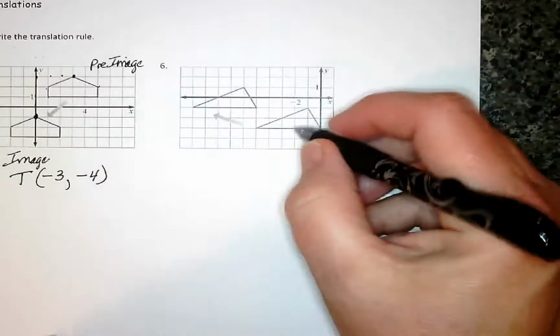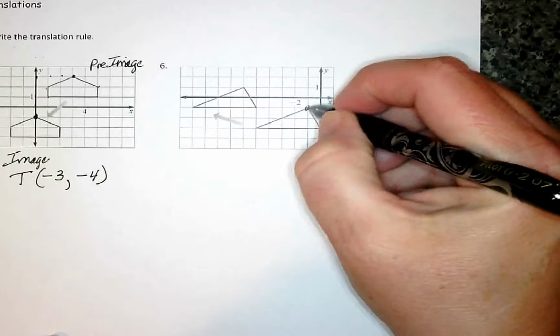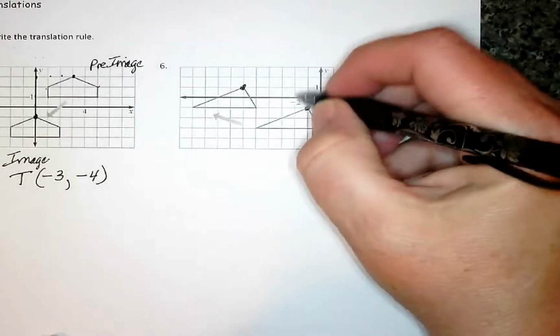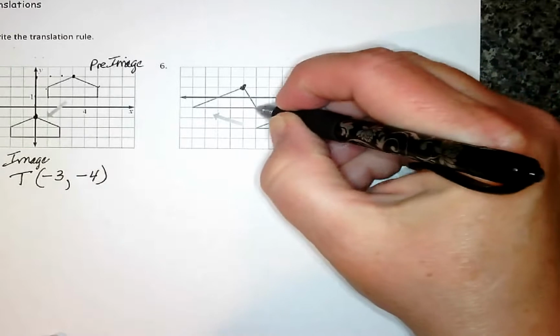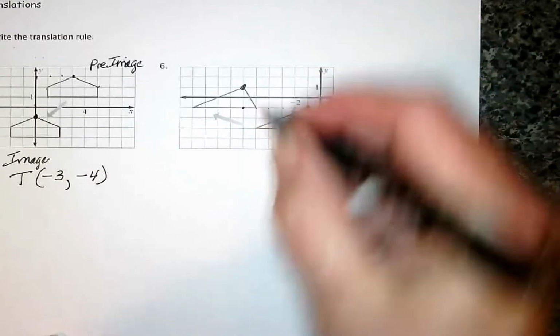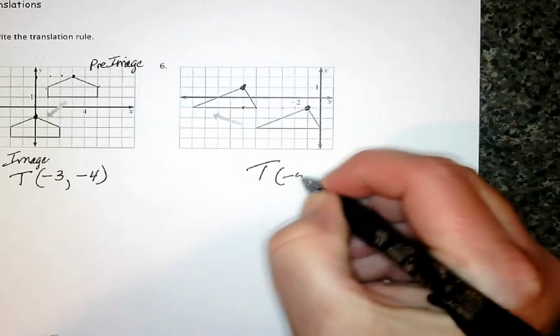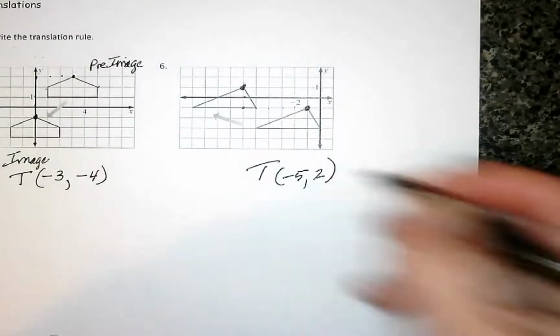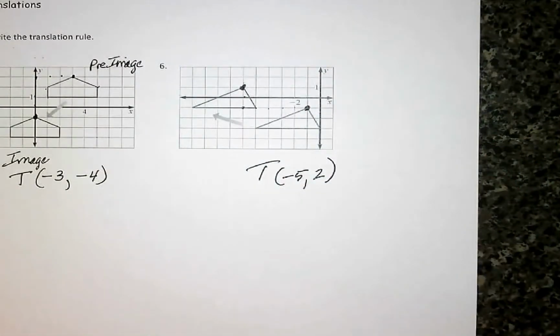Okay, so we're going to start at this one. I'm going to go from this top point up to this top point. Again, we're going left and right first. So 1, 2, 3, 4, 5 to the left is going to be -5. And then I'm going up 2, which is going to be a +2. And there's my translation rule for that one.